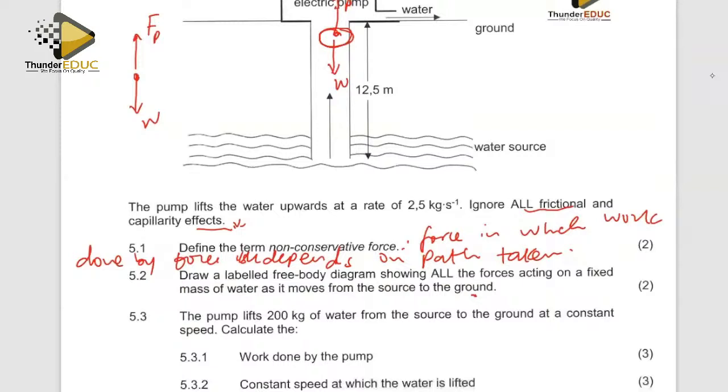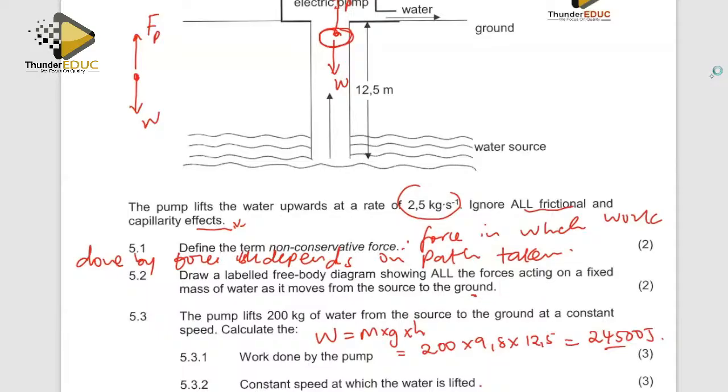Then 5.3, because they told us the pump lifts 200 kilograms of water from the source to the ground at a constant speed. Calculate the work done by the pump. The work done is going to be the mass multiplied by gravity multiplied by the height, so 200 multiplied by 9.8 times 12.5. This gives us 24,500 joules.